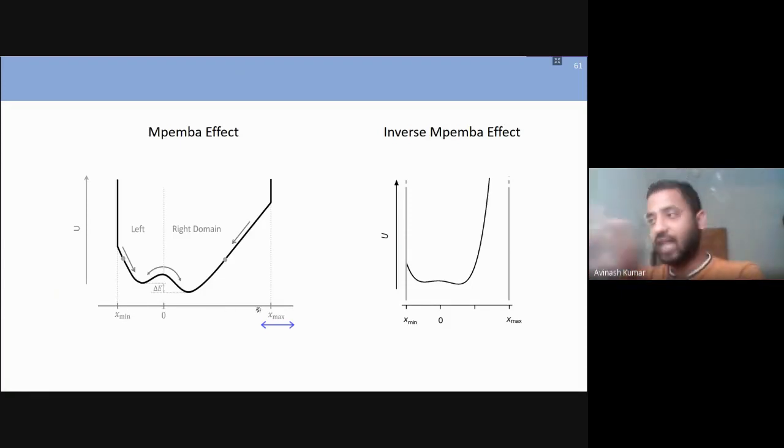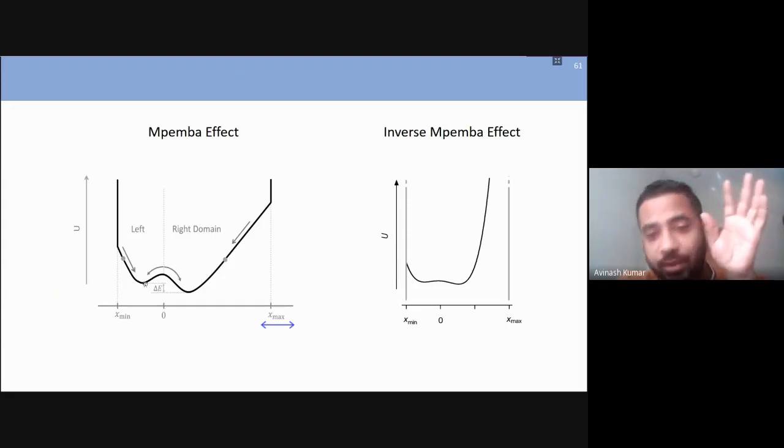Either they had an asymmetry in the domain sizes, or they had asymmetry in the energies of the wells, or actually both of them were present in our cases. So then the question that you can ask is, are they really important to see the Mpemba and the inverse Mpemba effect? Like, do we really need the system to be asymmetric? So that was a very tricky question, and I got a small amount of time while I was writing my thesis to think about that problem.